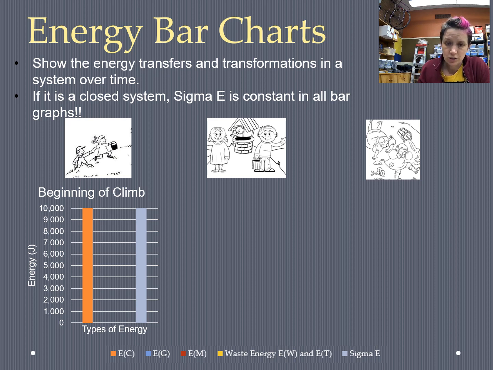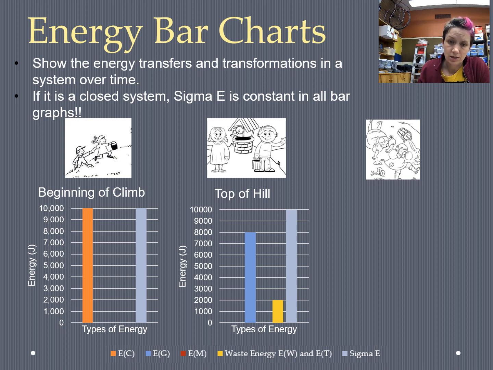Now, once Jack and Jill have reached the top of the hill, the energy looks a little bit different. For starters, we still have 10,000 joules of total energy, because we're considering this to be a closed system. We've got to track all of that energy, so sigma E is going to be constant the entire time. One of the energies that certainly has gone up for Jack and Jill is gravitational energy, because they've climbed up, they're further away from the center of Earth.